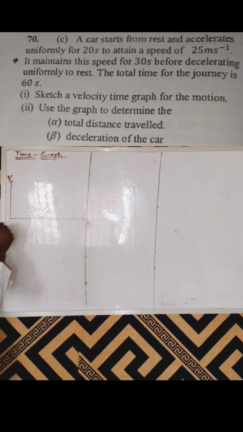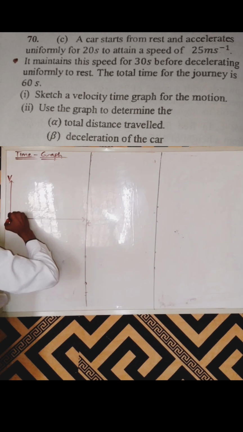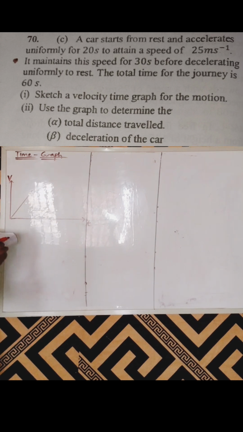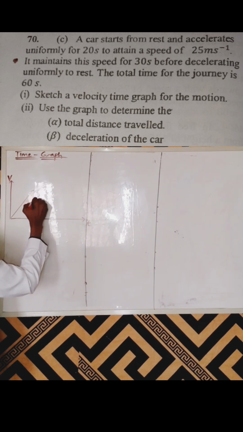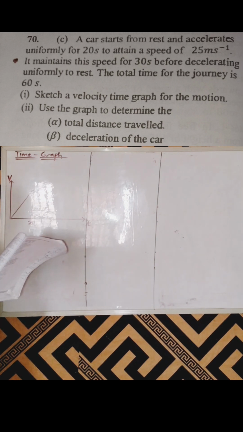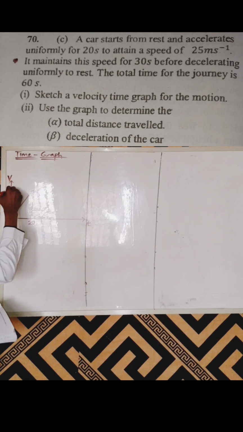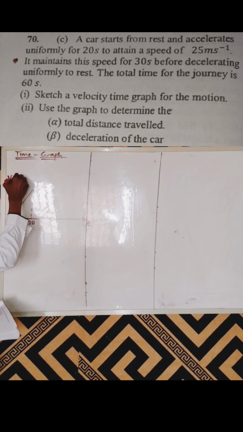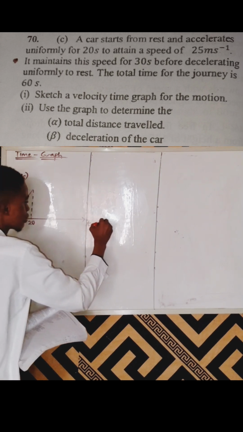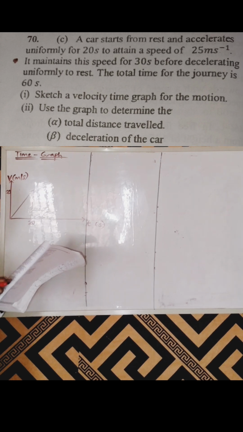Now they say that a car starts from rest and accelerates uniformly for 20 seconds. It starts from rest, from here, then it accelerates and goes up for 20 seconds. So the time here is 20, down here is 20 seconds. Until it attains a speed of 25 meters per second. So the speed attained here is 25. Hope you know that the velocity is in meters per second and the time is in seconds.